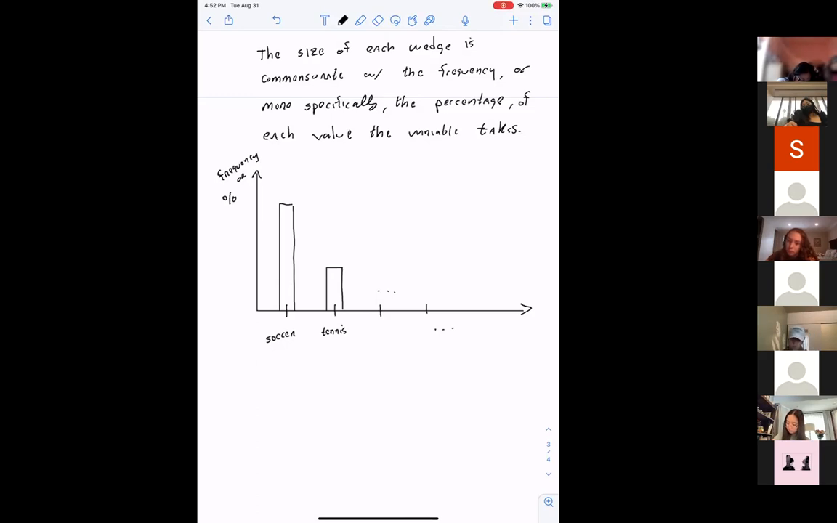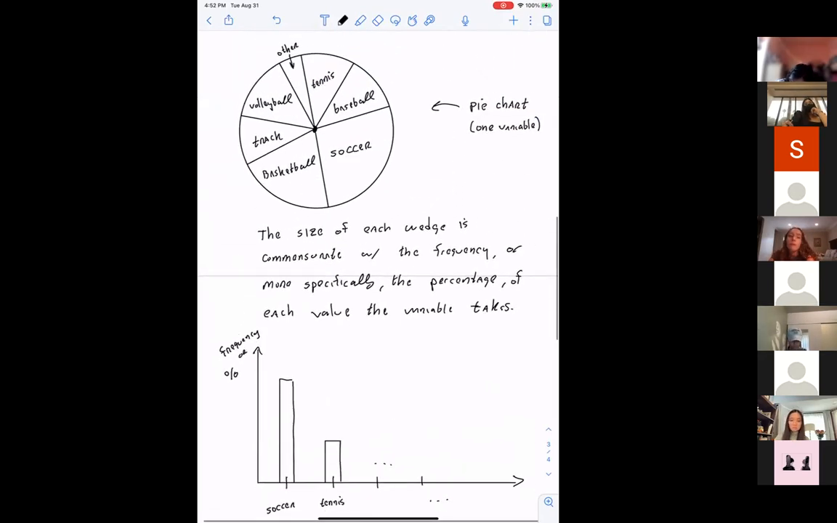Some graphs, you might have the bars go from highest to lowest or lowest to highest. You might have them scattered. That's a personal preference. But the same information is provided in the bar graph that is provided in the pie chart. They are different ways of displaying data, and I wouldn't say either one is better than the other. Depending on the scenario, you might prefer one to the other.